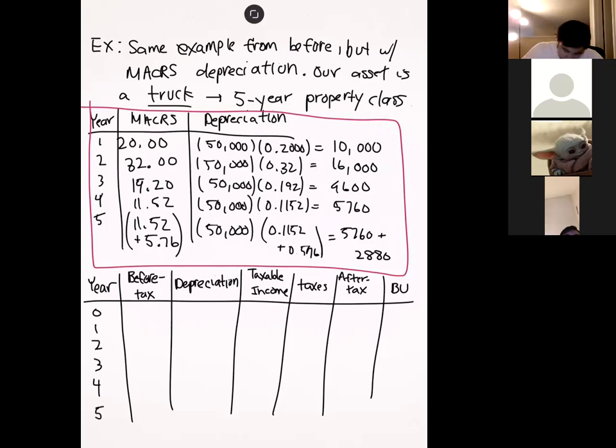All right, let's fill in our before-tax cash flows, just like we've done before. So 50,000 in year zero, because that's where we're purchasing. And then 20,000 for each year. And then in year five, we have 30,000. The depreciation amounts we just computed, I'm just going to drop these values into the table.